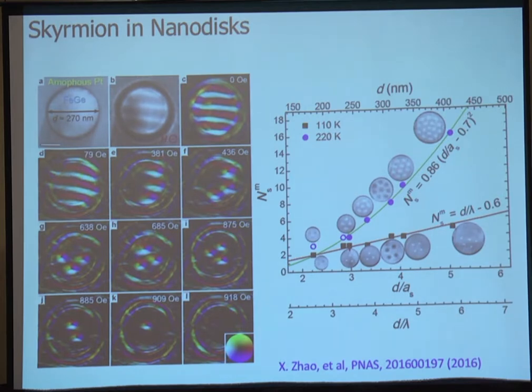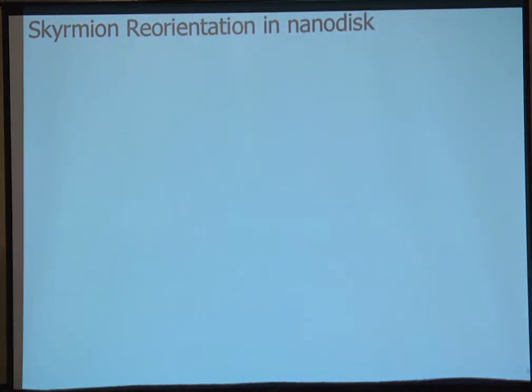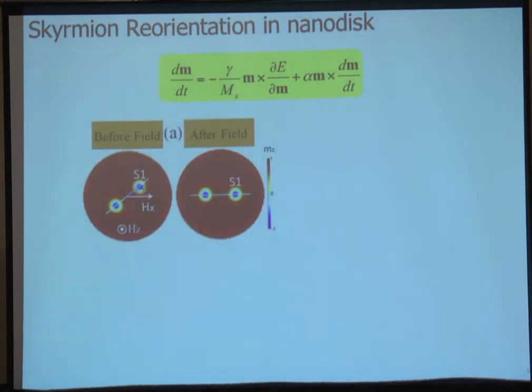And based on this observation of skyrmion nanodisk, we can discuss some theoretical models. So here we employ the micromagnet simulations. What we do is we prepare 2 skyrmions in the disk. Then we apply an in-plane magnetic field to see what the effect of the in-plane magnetic field is.